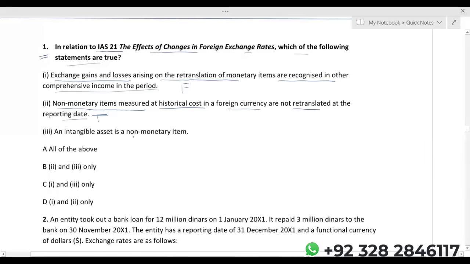An intangible asset is a non-monetary asset. True. Actually, monetary assets means where the fixed cash is determinable. Actually, how much cash you will be receiving, you know that. For example, accounts receivable is a monetary asset. For example, accounts payable, trade payable is a monetary liability.